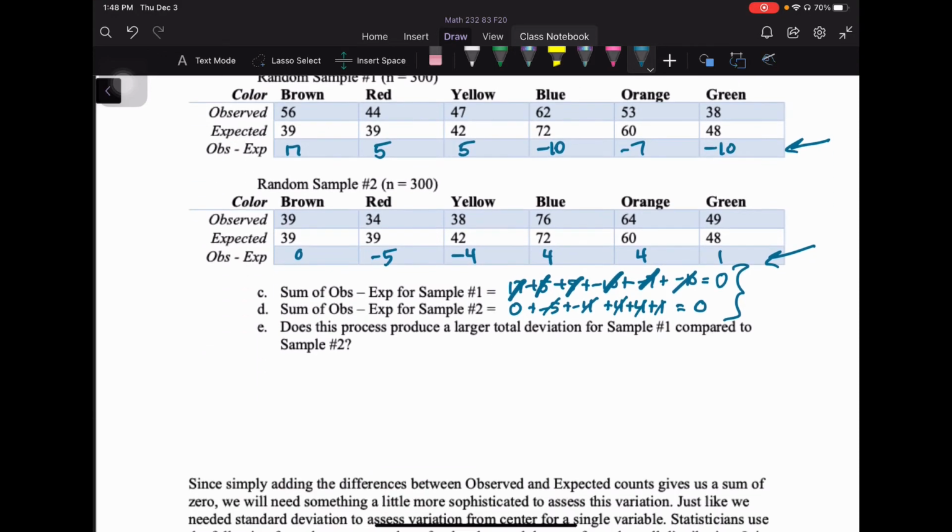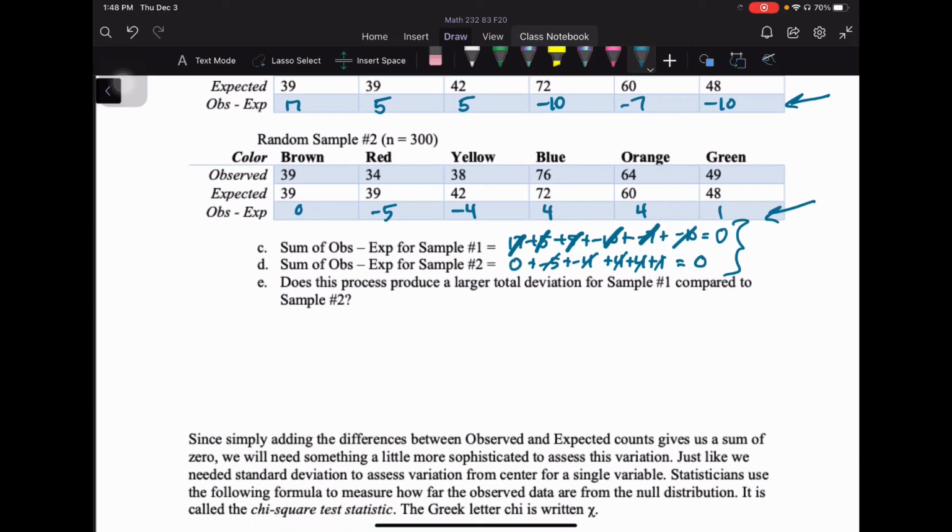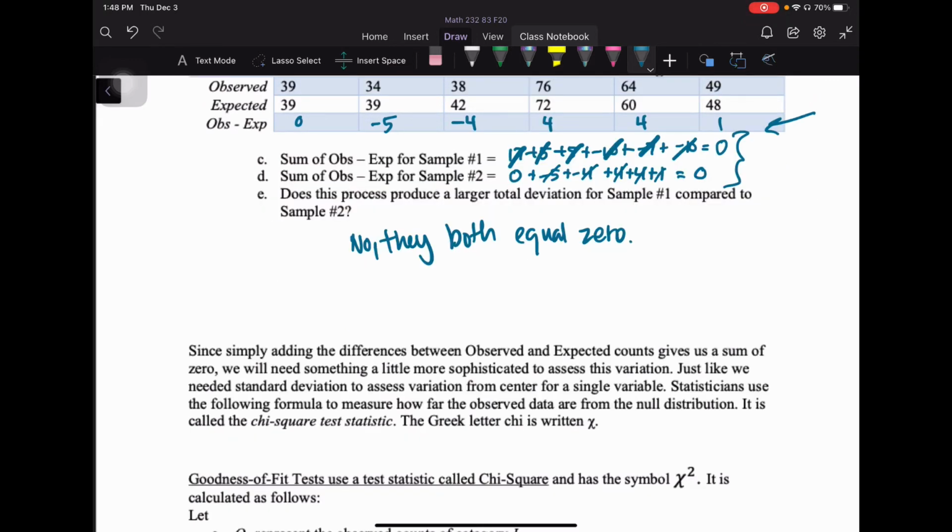but that doesn't really work. So did we get a larger deviation for sample 1? No, they both equal 0. Maybe you remember calculating standard deviation back in the day when we were talking about variance. Simply adding the differences doesn't do anything for us. And remember, when we were doing standard deviation, we squared and then square rooted to handle the negative sign. You can also do this with absolute deviation, which took the absolute value. That's something that you can do.